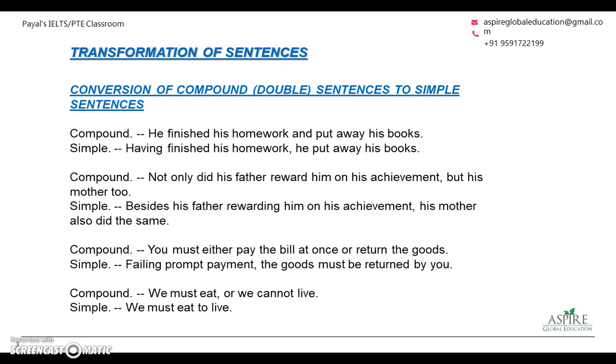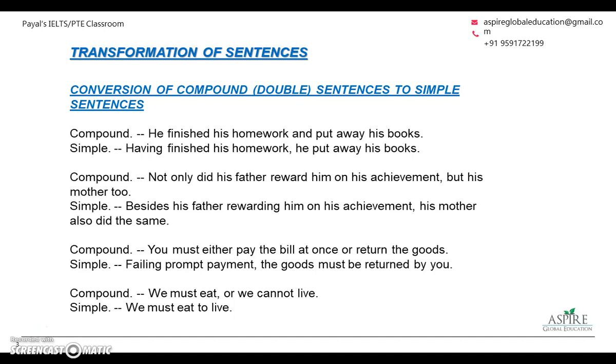Let's try to convert compound sentences to simple. He finished his homework and put away his books. So now, how do we form a simple sentence? Having finished his homework, he put away his books. When I have to make a simple sentence, obviously I can use subject only once. So I have to remove my subject from before finished and put it at the back. That's how I make my simple sentence.